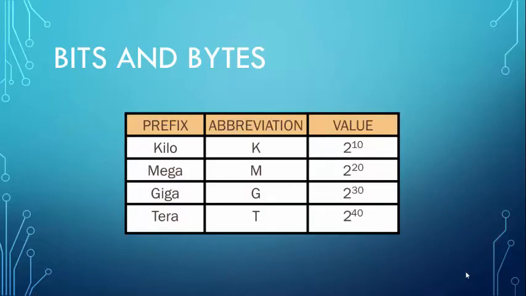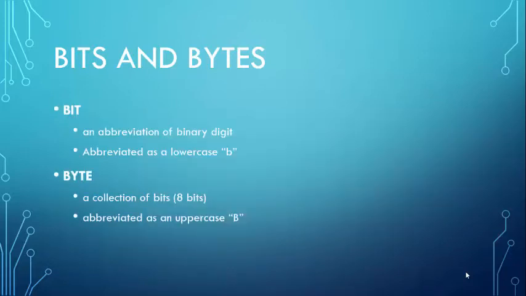Next are bits and bytes. What is a bit? Some people use bit and byte interchangeably. Note that bit is a contraction of binary digit. The abbreviation for bit is a lowercase b. A byte is a collection of bits, 8 to be exact, and is usually abbreviated with an uppercase B.